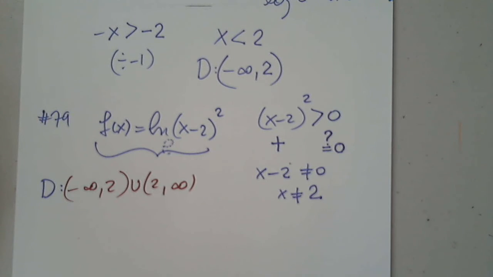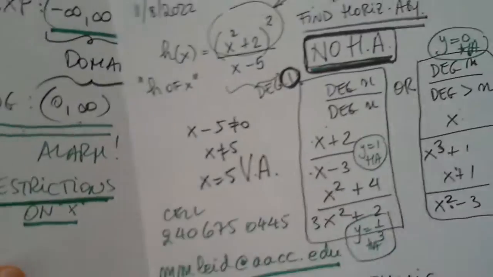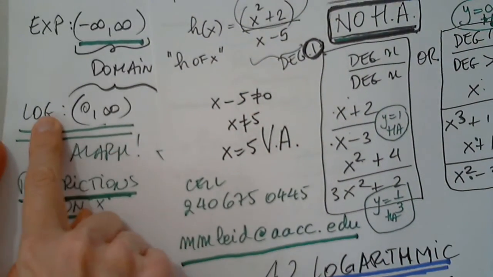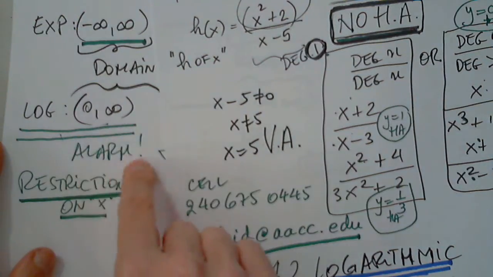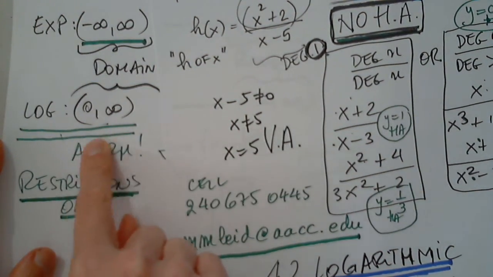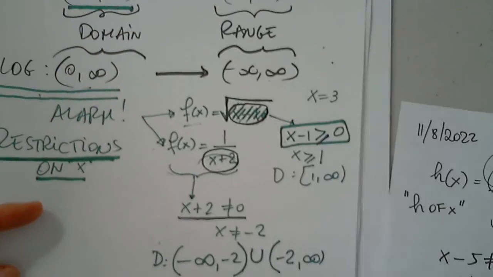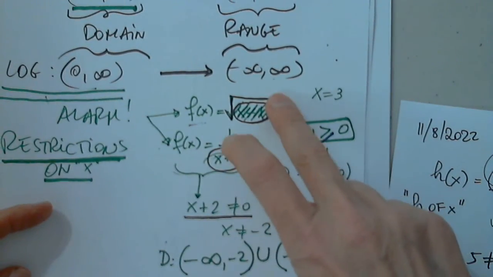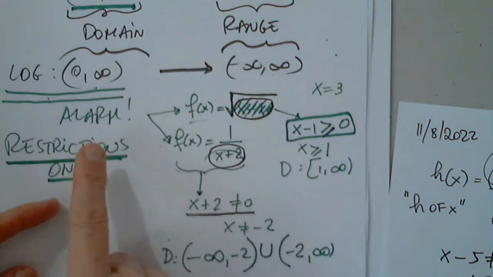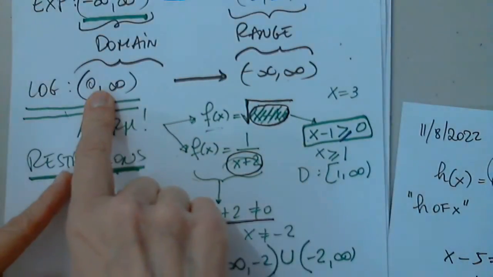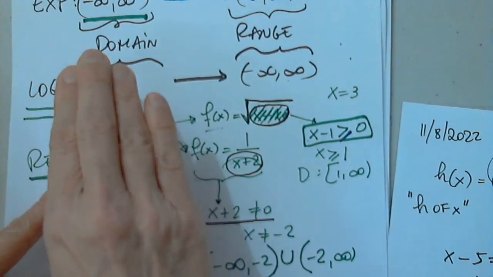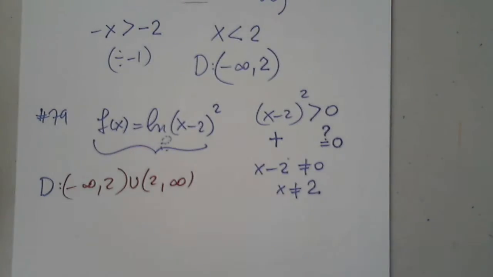Great. So I think we got the domain. Every time I see a log of any type, an alarm comes on. And I always remember, like these two functions, I have to state a restriction. And what is the restriction? Whatever log is applied to has to be a positive number. Good. Thank you for answering.